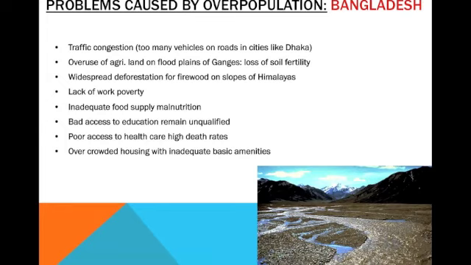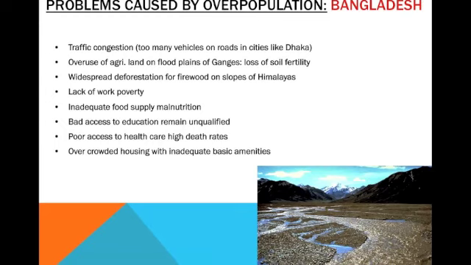Also, the overuse of agricultural land on floodplains of the Ganges. This leads to loss of soil fertility. So here, look at this picture. These are the floodplains of the Ganges, okay? Another place-specific reference. The floodplains of the Ganges.